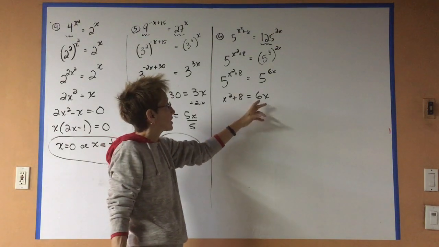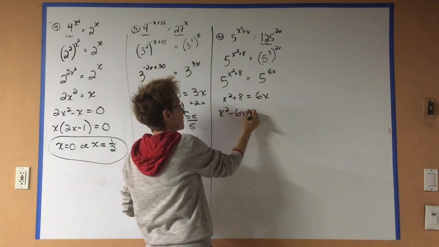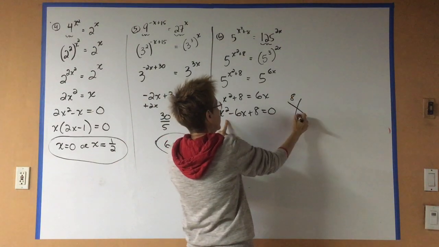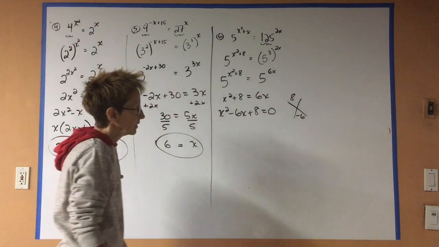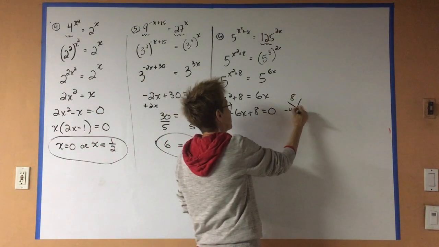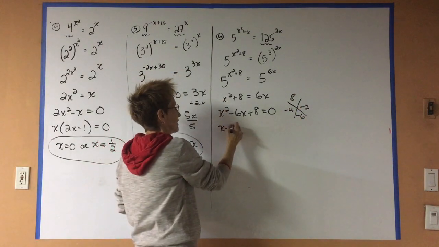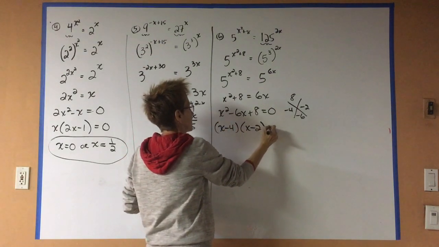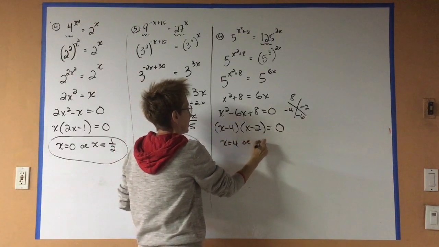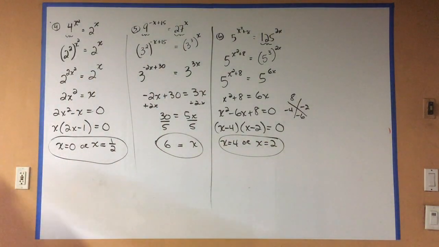So let's see, I'm going to try and factor it. I think I'm going to bring my 6x over. So x squared minus 6x plus 8 equals 0. There's no GCF. Multiply to 8, add to negative 6. I think they both need to be negative. Negative 4, negative 2 multiplies to 8, adds to negative 6. That was nice. So this is x minus 4 times x minus 2 equals 0. So this one gives me x equals 4, or this one gives me x equals 2. So there's my two solutions for that one, 4 or 2.